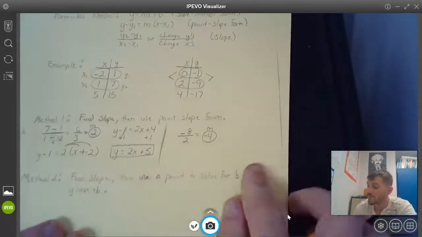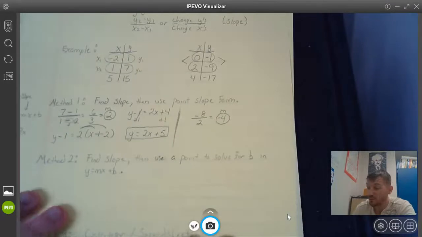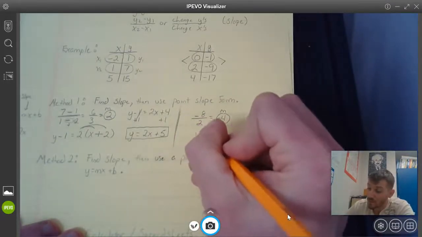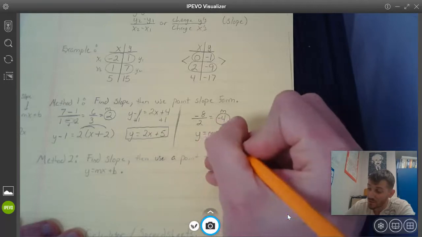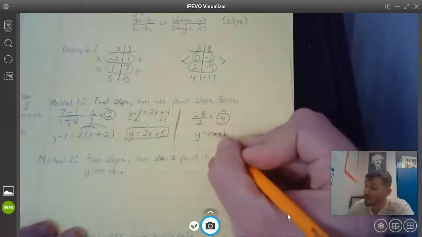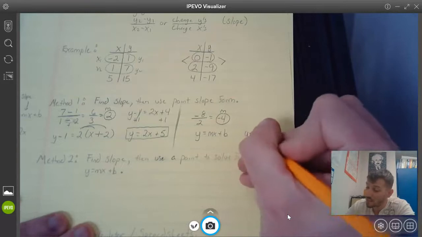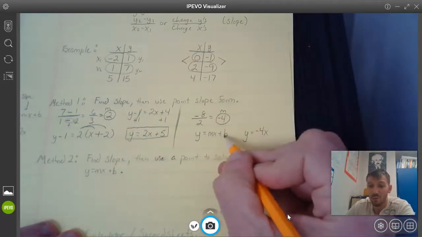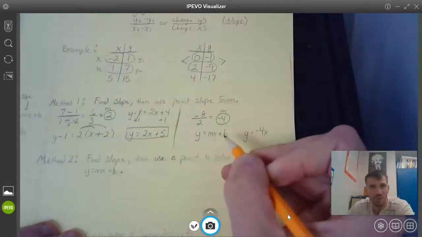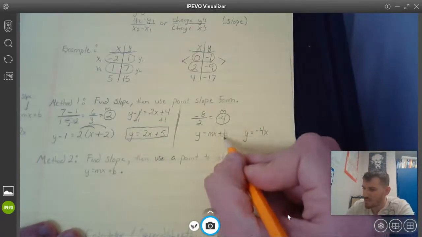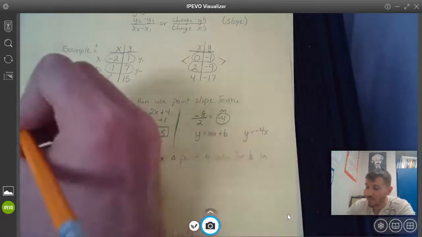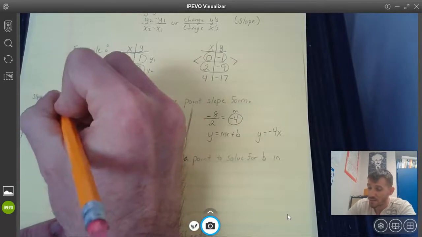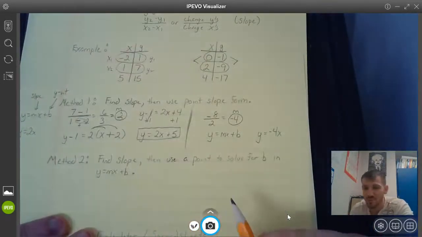So the next step is, now that we know our slope, I want you to check something out. Y equals mx plus b. Well, m is our slope, so our answer is y equals -4x. But again, we don't know what b is, or do we? Because the b right here, right? M was slope. What does b represent? Well, b is your y-intercept. It's where it crosses the y-axis.